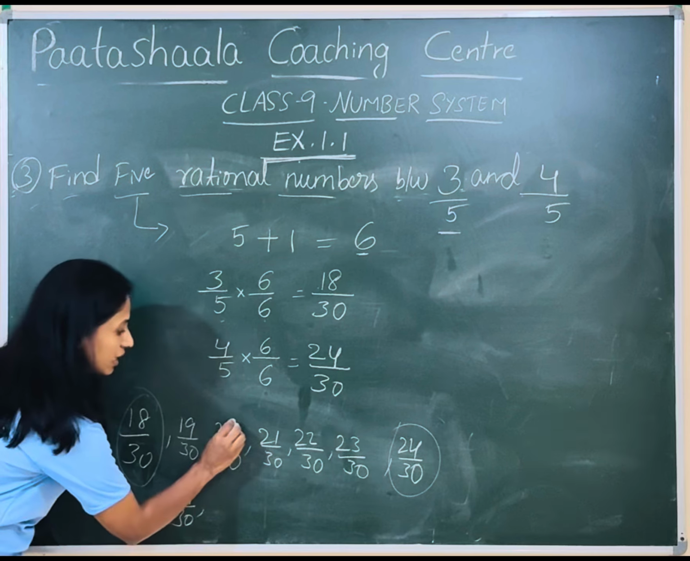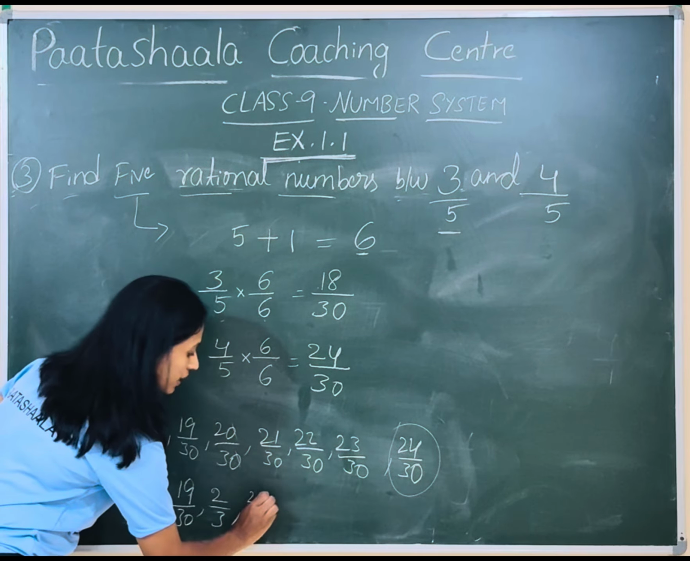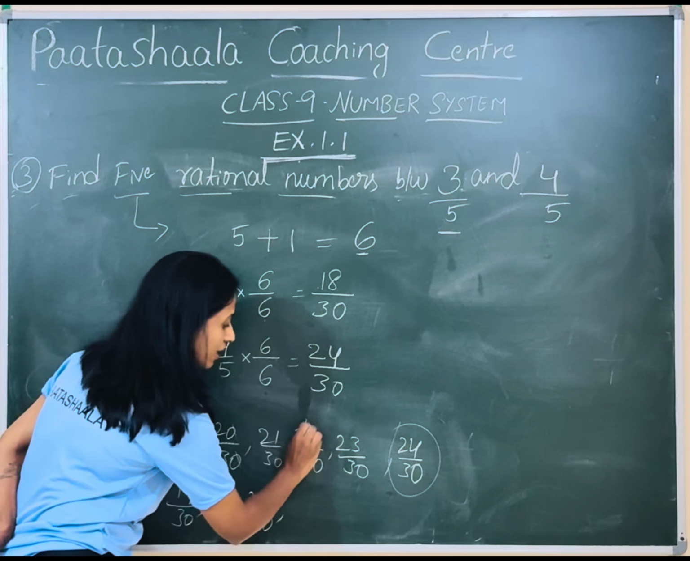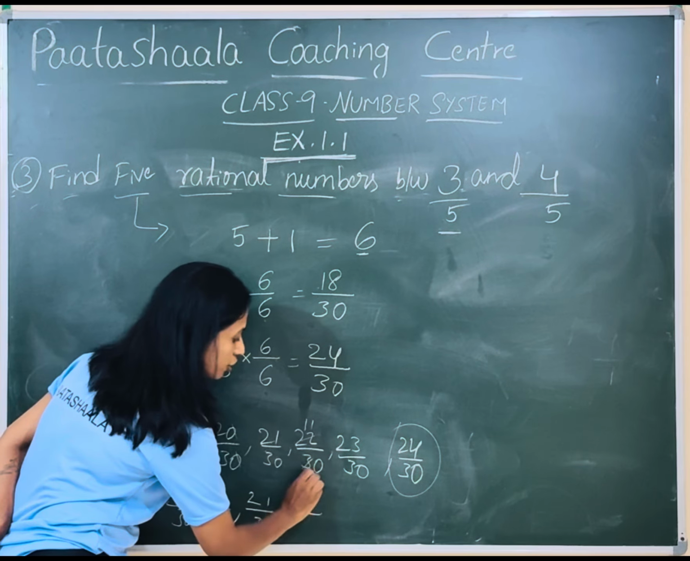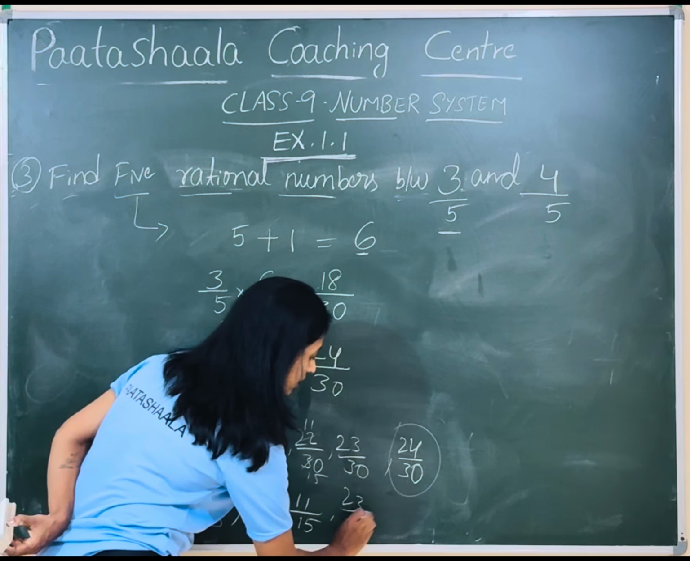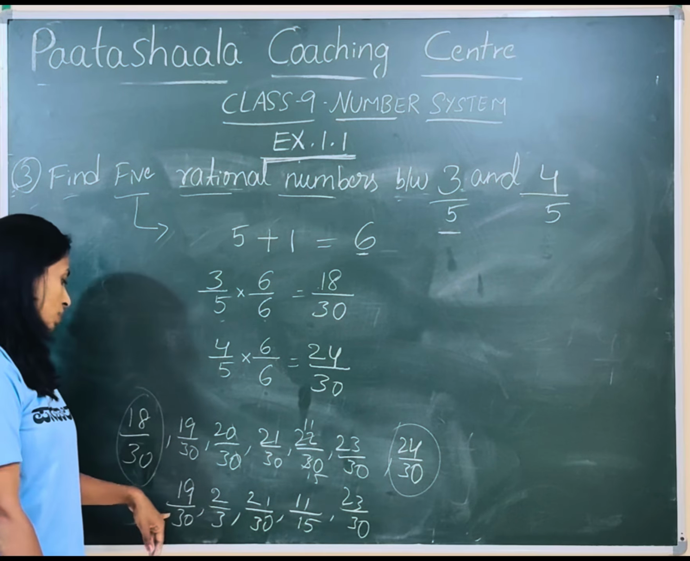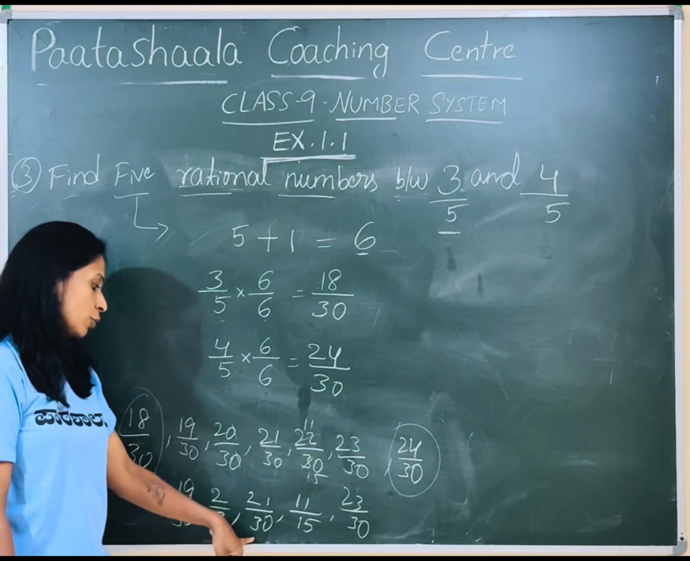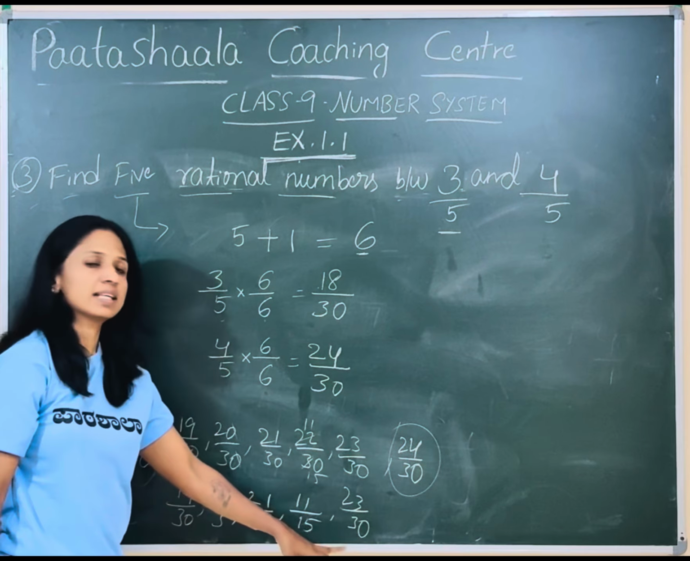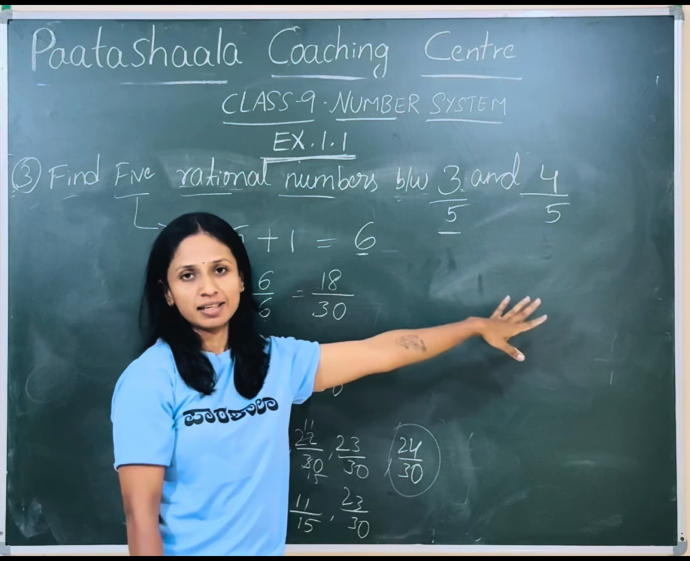19 by 30, if we cancel 0 and 0, it will be 2 by 3, 21 by 30 as it is, and 2 11s are 22 and 2 15s are 30, so 11 by 15, and 23 by 30. We can write this also as an answer. So 19 by 30, 2 by 3, 21 by 30, 11 by 15 and 23 by 30. These are the 5 rational numbers between 3 by 5 and 4 by 5.